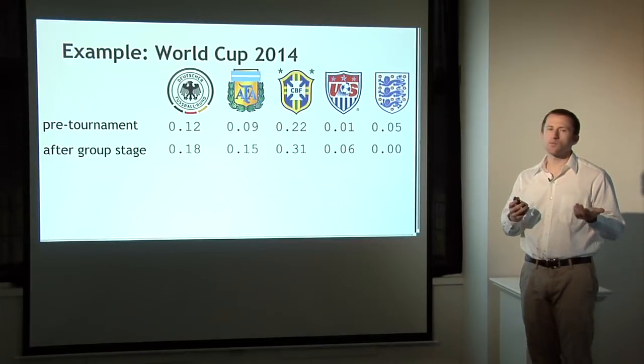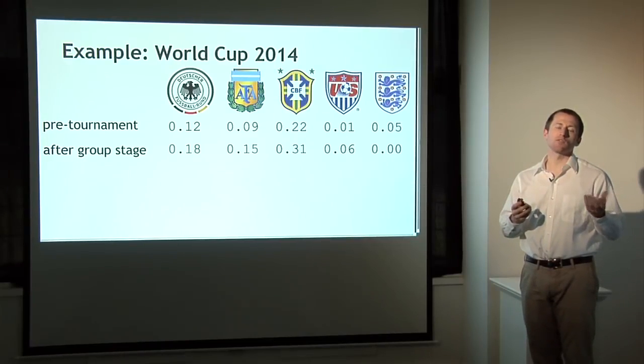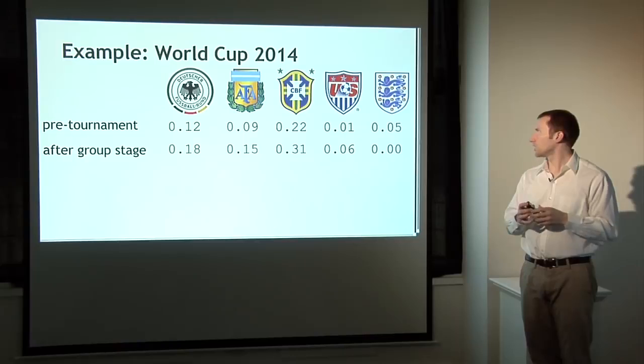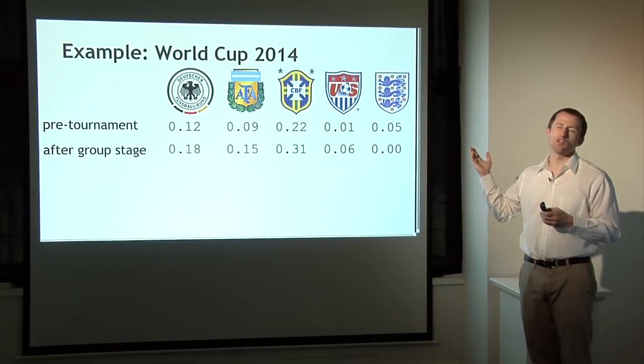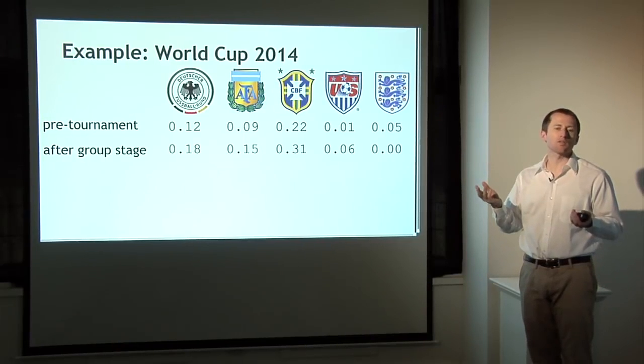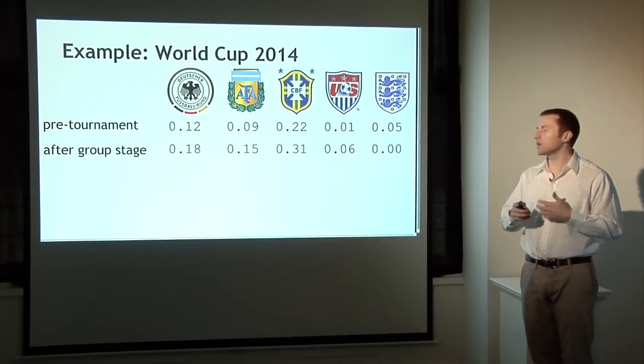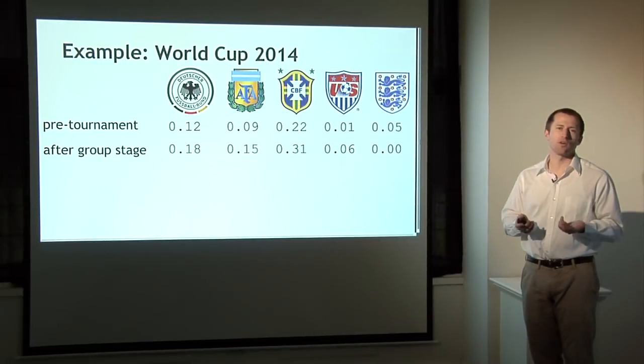Whereas the US team, which people thought didn't have a good chance of even surviving the group stage, hence the 1 cent price at the beginning of the tournament, did fairly well to get out of a tough group, so maybe they were trading for 6 cents after that point.